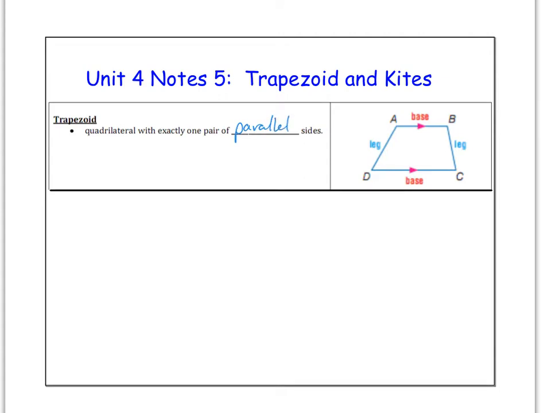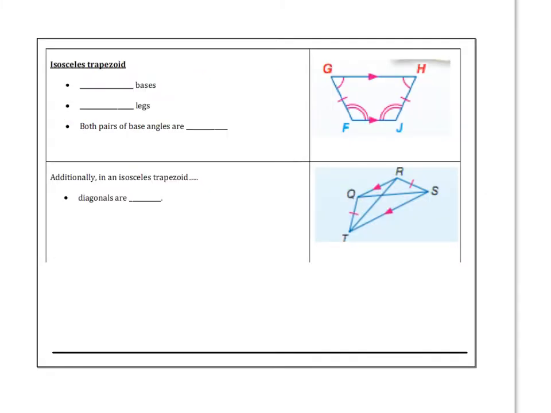So you can see over on this picture on the right that the two parallel sides have those extra arrows on there. Those are the bases of the trapezoid. The other two sides, the non-parallel sides in a trapezoid, are called the legs. You can also have something called an isosceles trapezoid.